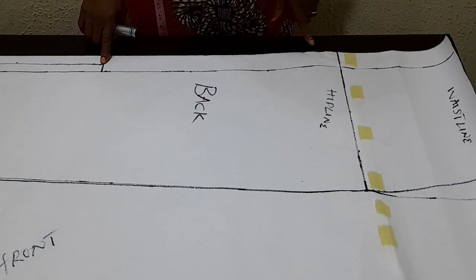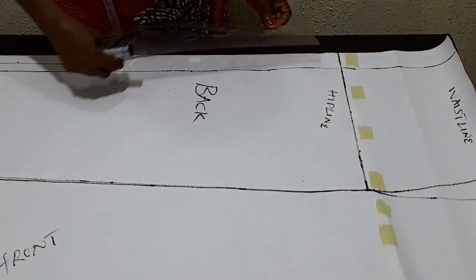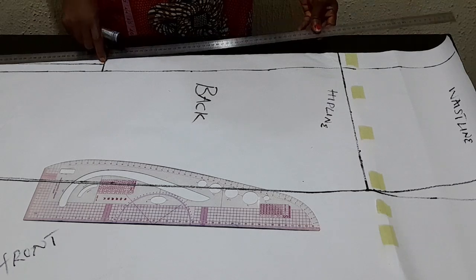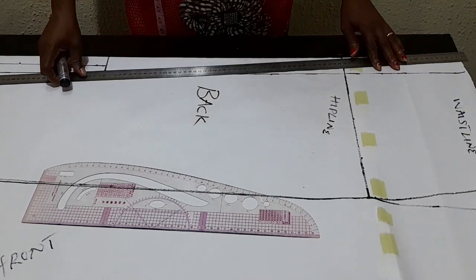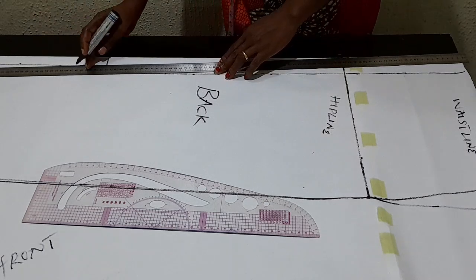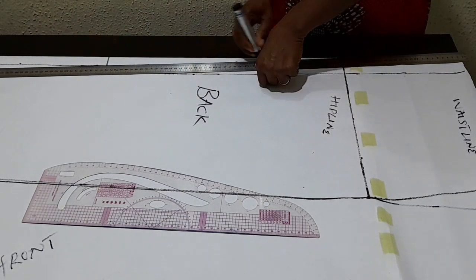From here where we have 1 inch, we're going to connect it straight to the waistline. I'm going to be using my metal ruler. From where we have this 1 inch, we're going to be connecting it straight to the hip line, so that we're not going to have any zip bulge. Can you see what I'm doing?